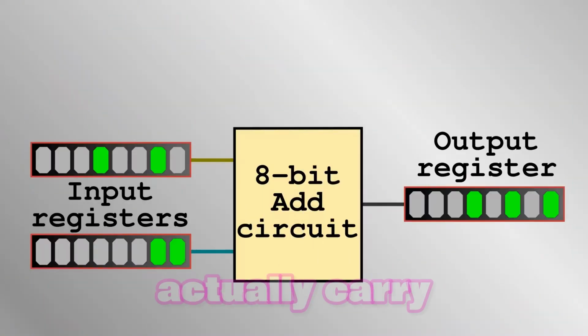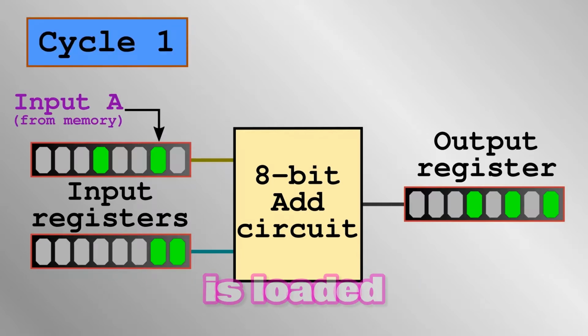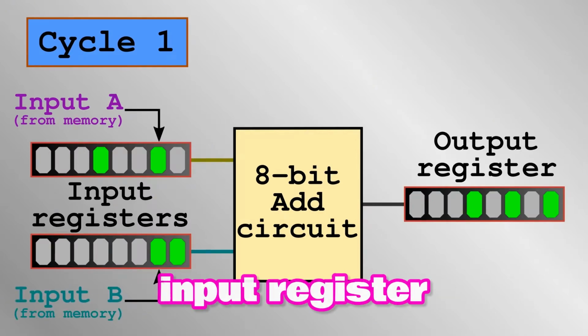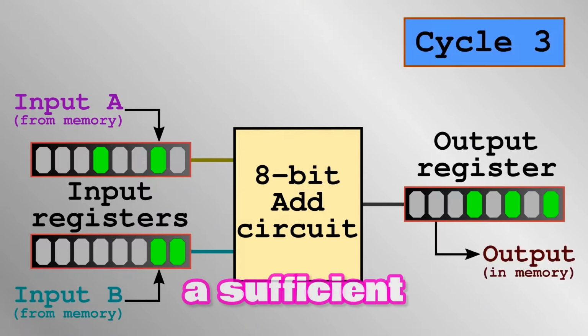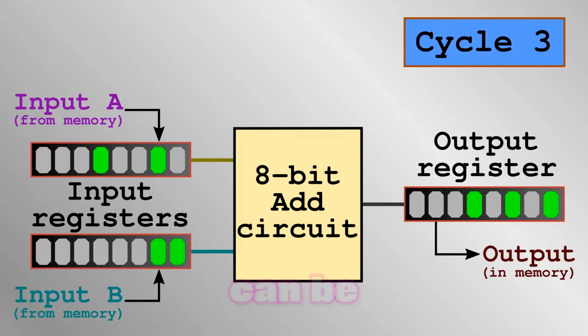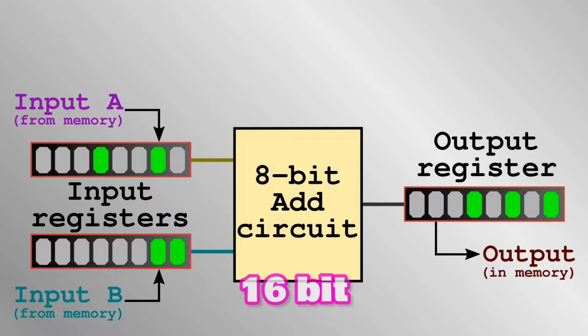How does the computer actually carry out an add instruction? The number from the first address is loaded into one input register and the second address into another input register. The add circuit is enabled and it does the addition. Then, after a sufficient number of clock cycles, the result can be written from the output register to the required address in memory.